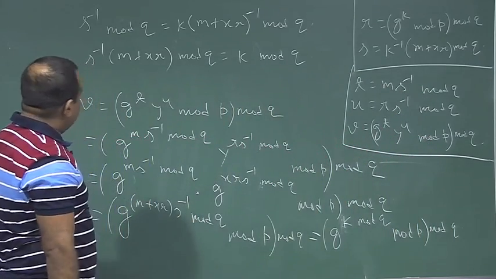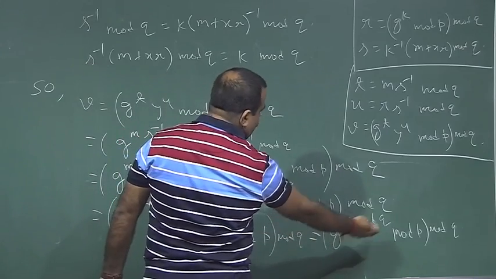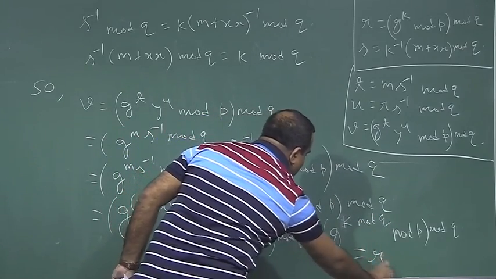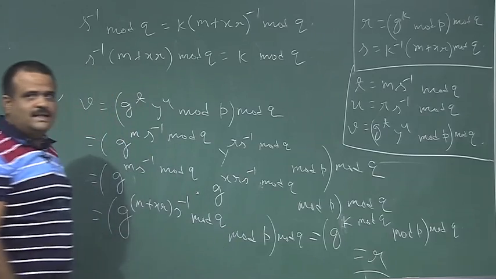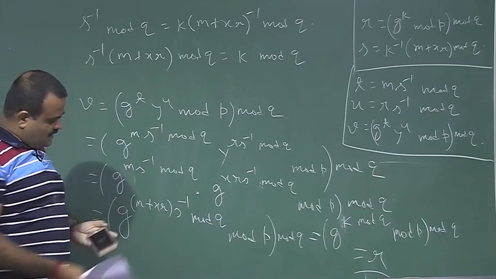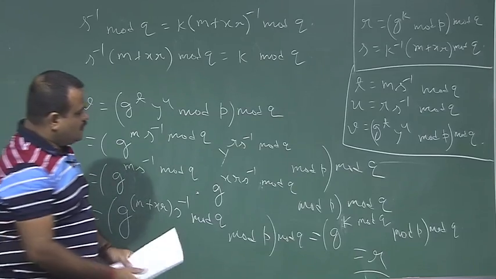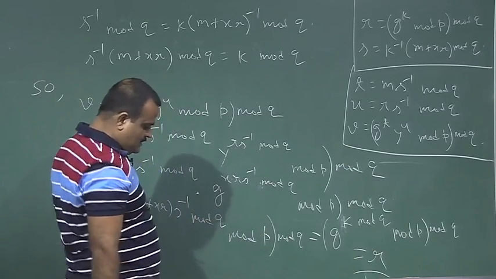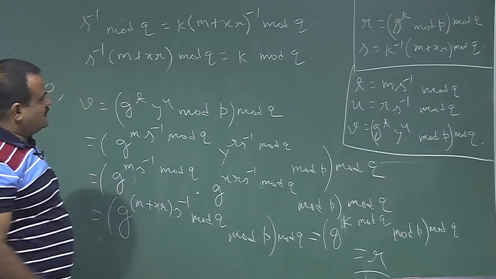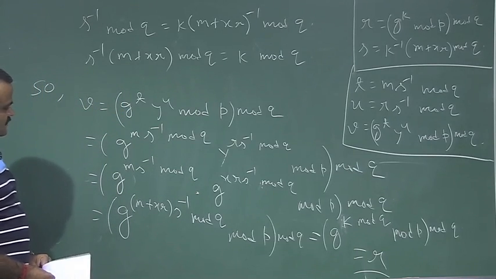Okay. So, this is basically r, g to the power k mod p. So, this is basically r. So, this is valid. If we get this r back, then that is the verification, that is having the verification. Okay. So, this is the digital signature standard.